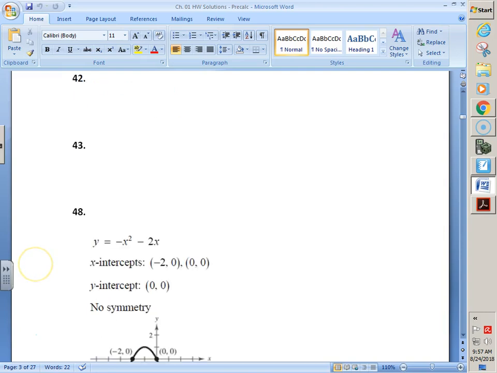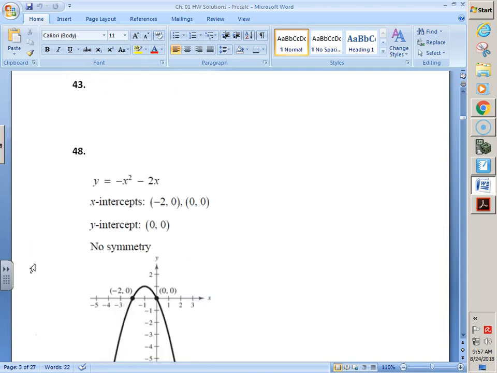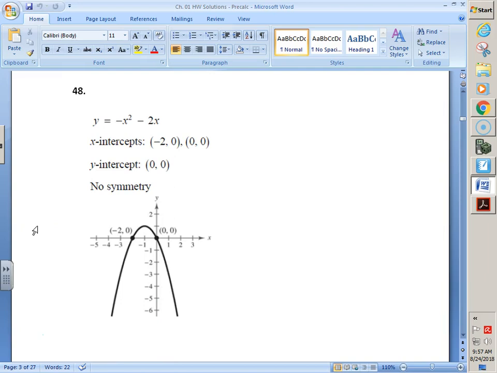So hang in there. We'll come back to 42 and 43, and maybe some of you guys saw some things in Calc Chat where you're like, that doesn't match up. You might have been right on this one. There were a few that were off. Here's number 48, though. This one's right.